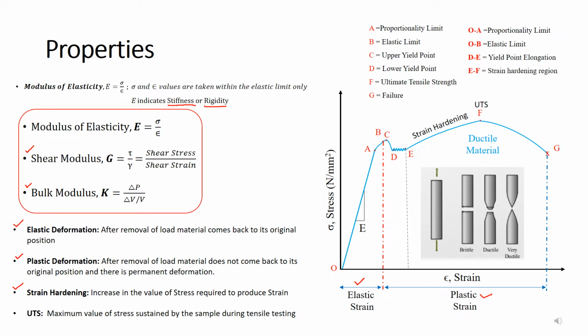Then we have ultimate tensile strength, which indicates the maximum value of stress sustained by the material during tensile loading. And at ultimate tensile strength, necking starts. Ductile material shows necking, as shown here in this figure, whereas the brittle materials do not show necking, and there is very little plastic deformation, and in brittle materials there is sudden failure of the material.